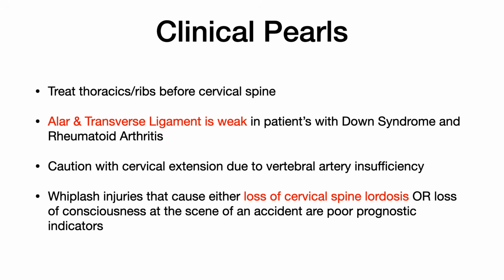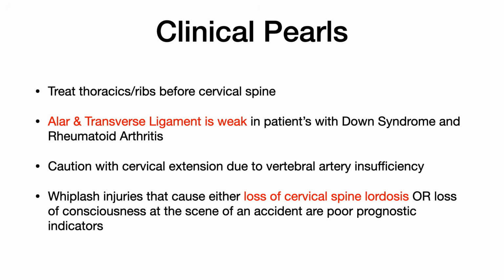And likewise, loss of consciousness at the scene of an accident, that's also a poor prognostic indicator. So if somebody is, say, the restrained passenger in a motor vehicle accident, and the fact that they're wearing their seatbelt causes that really severe whiplash injury, and then they lose consciousness, that loss of consciousness in and of itself is a poor prognostic indicator. So keep both of those things in mind, especially the loss of the lordosis in the cervical spine.